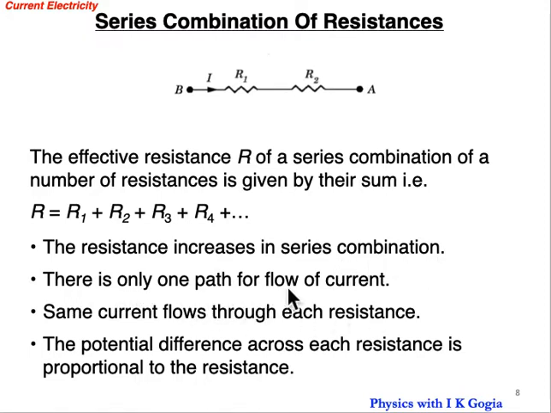There is only one path for flow of current, so the same current flows through each of the resistances combined in series. As stated here, the potential difference across each resistance is proportional to the resistance. So if you want to find out the potential difference across R1, it will be I into R1. Across R2 will be I into R2. Across R3 will be I into R3 and so on. The total potential difference applied across the combination is divided across the resistances R1, R2, R3 and so on.